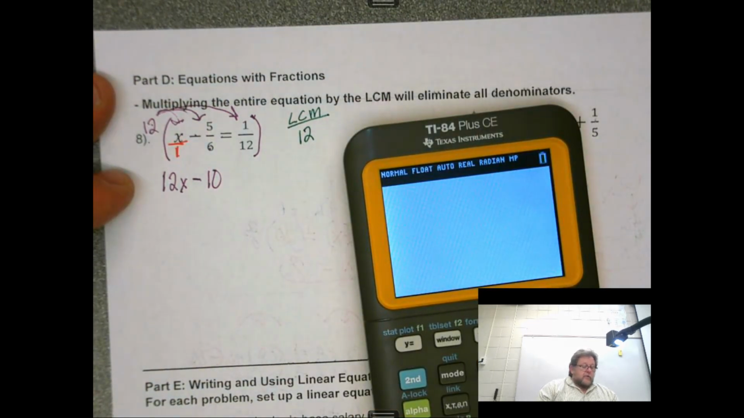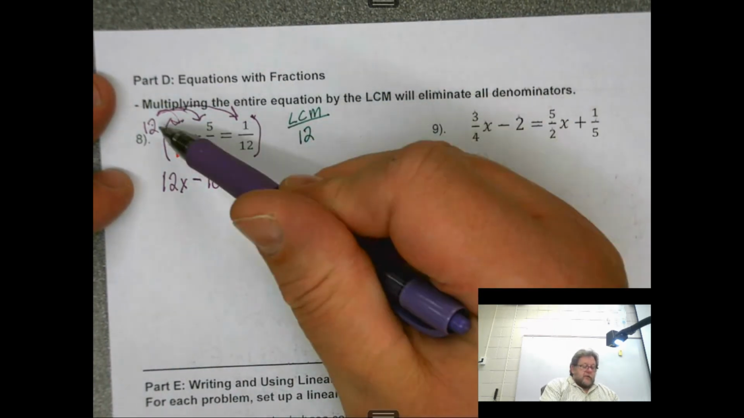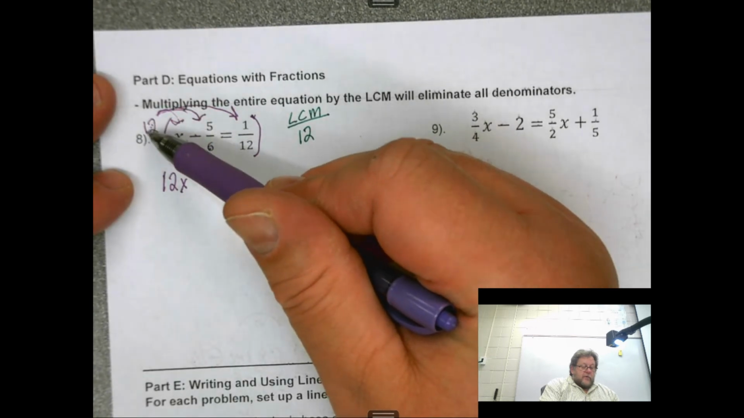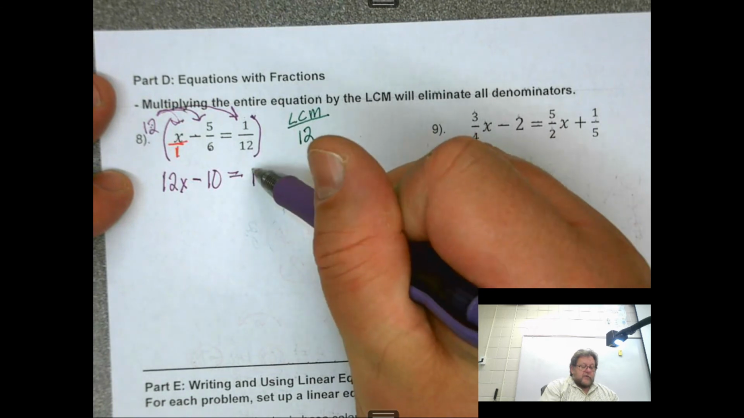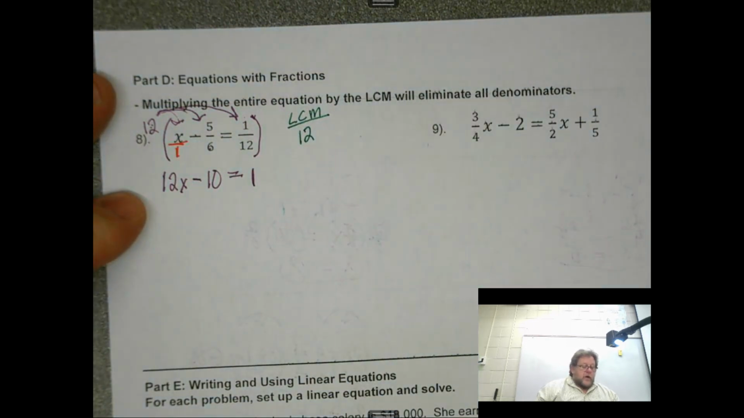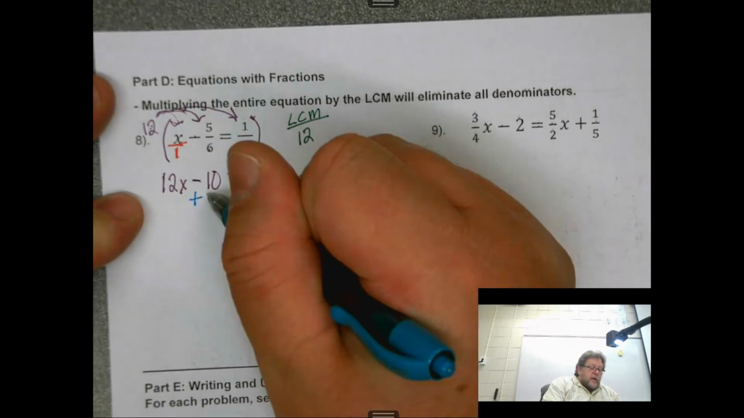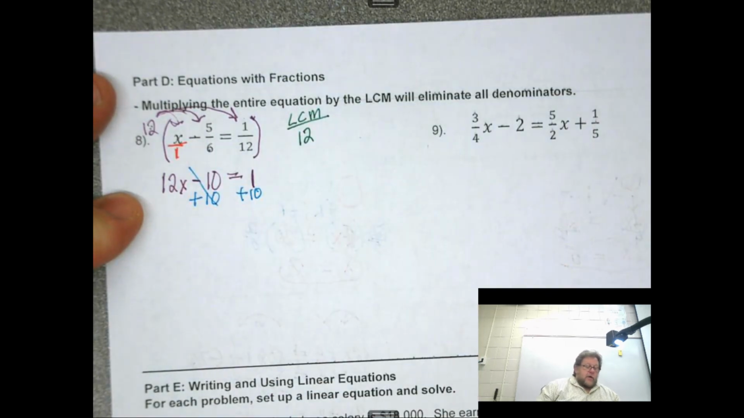Now I'm just going to solve for x. Add 10 to both sides. I get 12x equals 11. Divide by the coefficient 12. And I get x equals 11/12, which is reduced. I'm done.